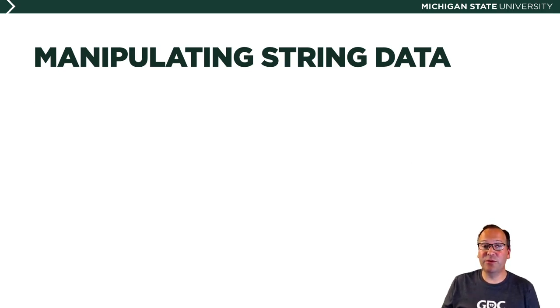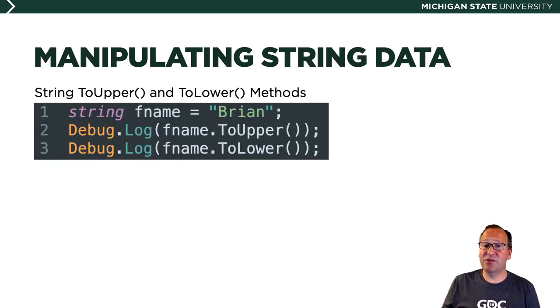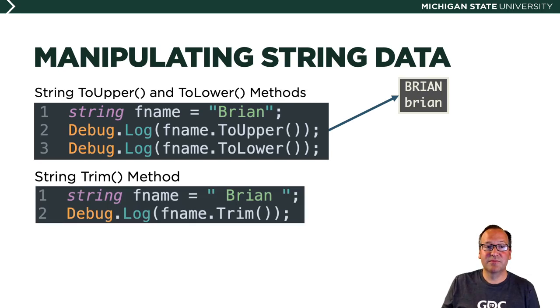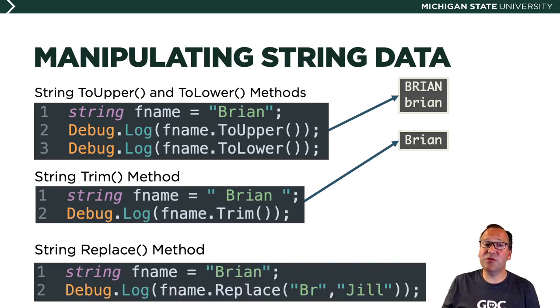There are several methods available to work with strings. For example, there is a toUpper and toLower method, which converts the string into either all uppercase or all lowercase letters. There is a trim method that trims off any white space at the beginning or ending of a string, as shown here. There is also a trim start or trim end method if you want to trim off just one side or the other. And there's a replace method for replacing a substring within the string with something new. In this example, I'm replacing BR with JILL to make Jillian. These are just a few of the several string class methods.